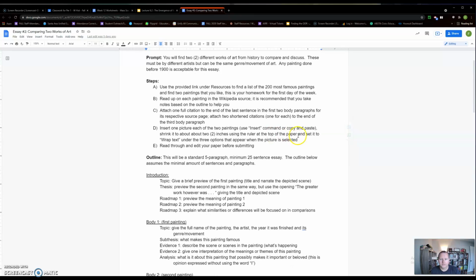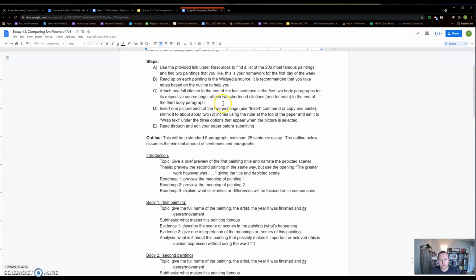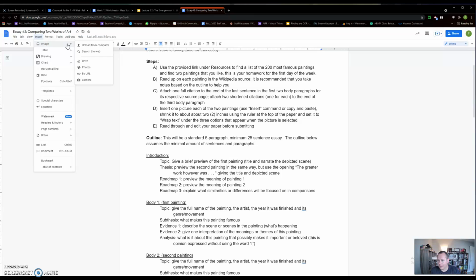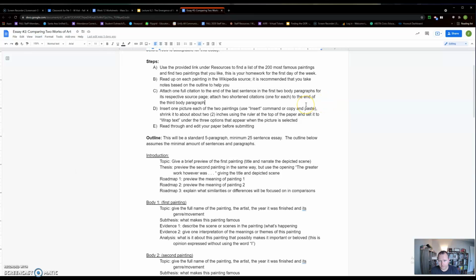It's 5 paragraphs. I also want you to insert one picture of each of the paintings. These are what we're talking about. You can either use the insert command, which is over here, go insert image, and then search the web, or download it, however you're going to do it. Or you can simply copy and paste it. Shrink it to about 2 inches and just eyeball it using the ruler, which is this part right up here. This is the ruler that gives you the rough inches, so 2 inches is from the 1 to the 3.